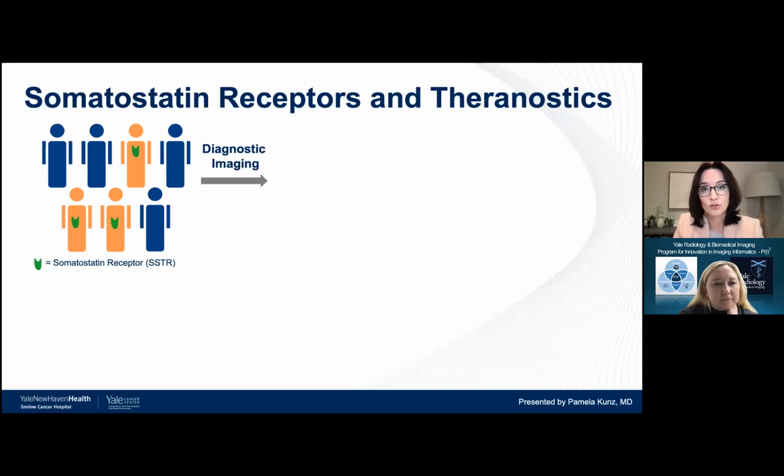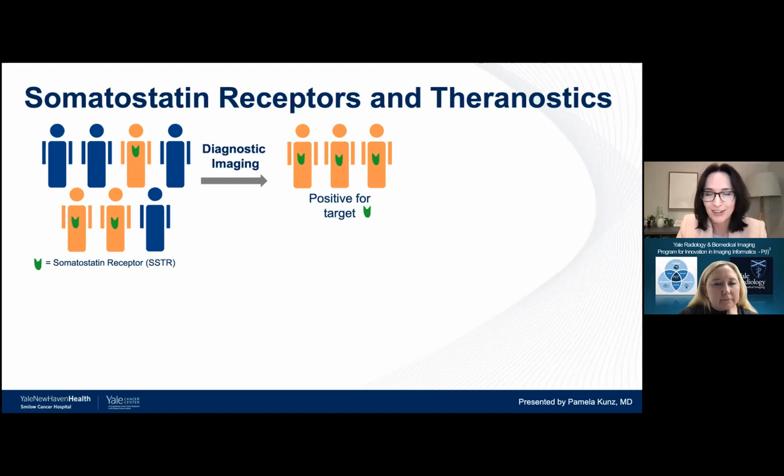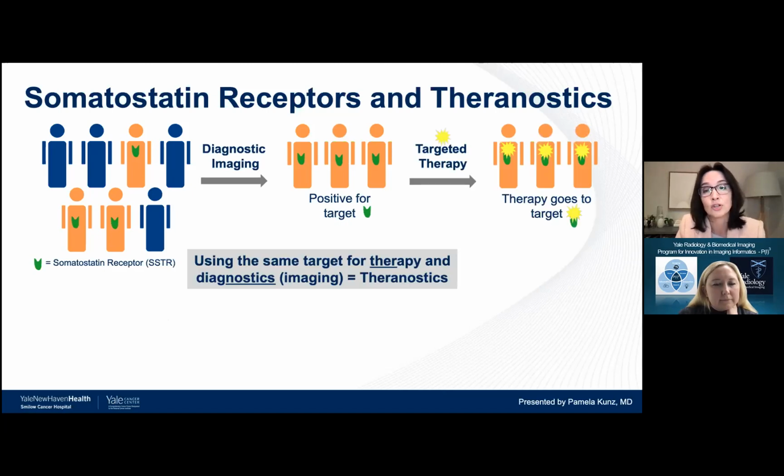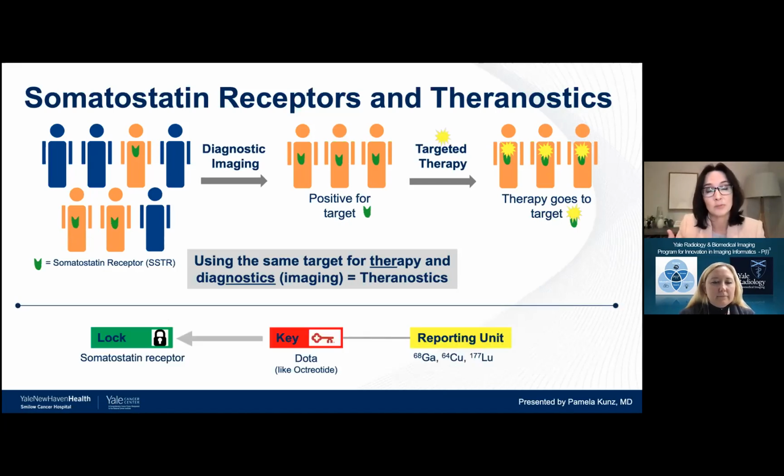So, somatostatin receptors and Theranostics. Again, I'm going to use this to talk about some of the therapies. Dr. Aboian will go into this as well. In terms of my cartoon here, imagine you have a patient population for whom you would like to select out: do they have a receptor on the surface of their cells? We do, in fact, have that. With the gallium-68 or copper-64 PETs, we select out those patients using that imaging, and then we have a targeted therapy that goes to that target. That's Theranostics. Dr. Aboian will focus on that. When I describe this to patients, I use the lock and key analogy. I think that helps them understand why we use somatostatin analogs and why we use the dotatate imaging. Think of the somatostatin receptor as the lock, the key is the peptide, and then there's a reporting unit.